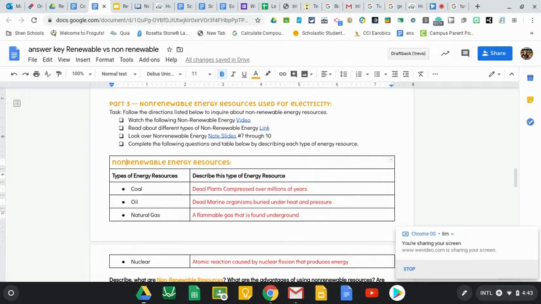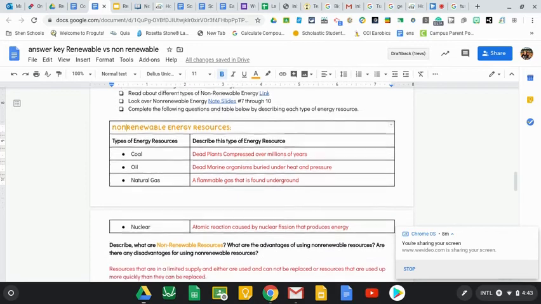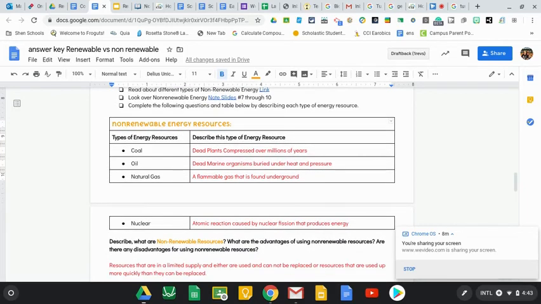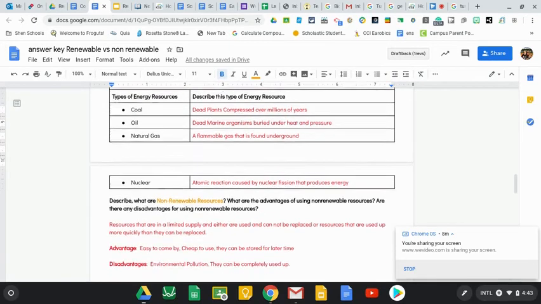Natural gases are gases that are found underground and very flammable that could be released and used for energy. And nuclear, there are nuclear power plants that will take atomic reactions caused by nuclear fission, and that produces a ton of energy, but it is very dangerous in cases like Chernobyl. I'm forgetting exactly, but there was a nuclear power plant spill, so it could be very dangerous.